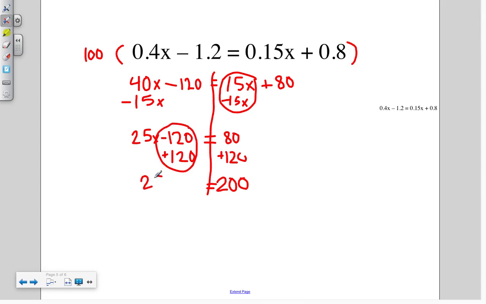We have 25x equals 200. If we divide both sides by 25, we get x is equal to 8.